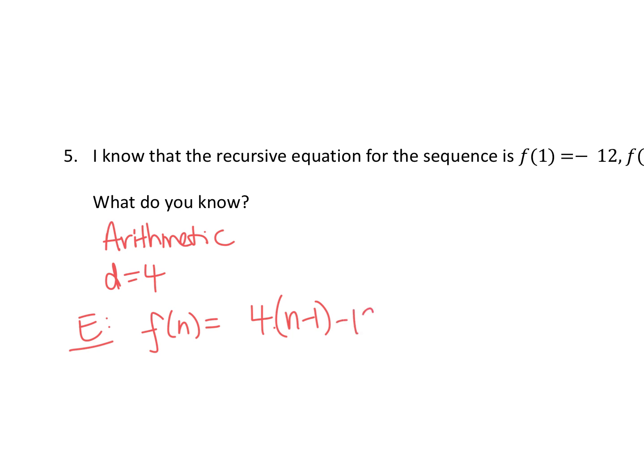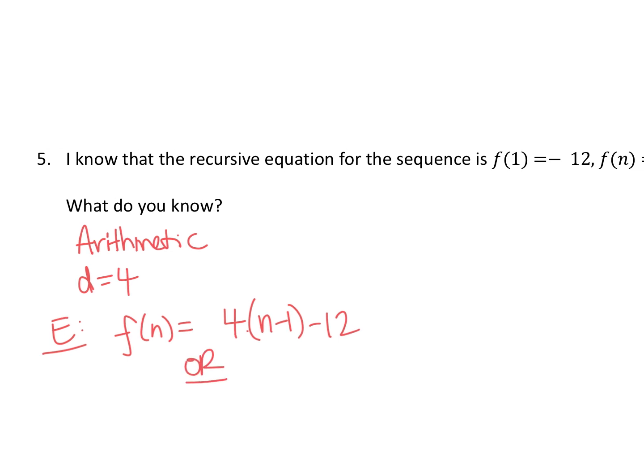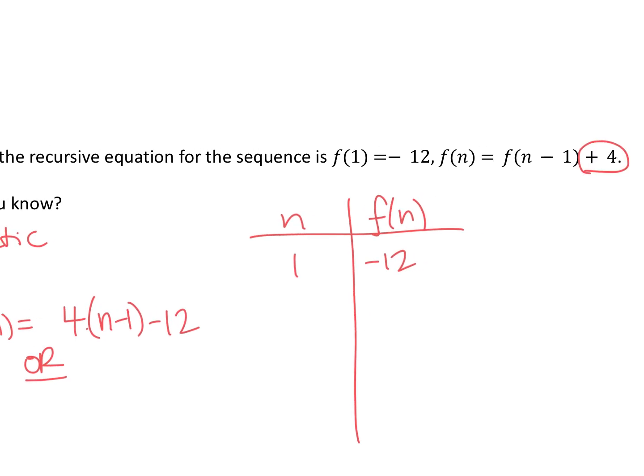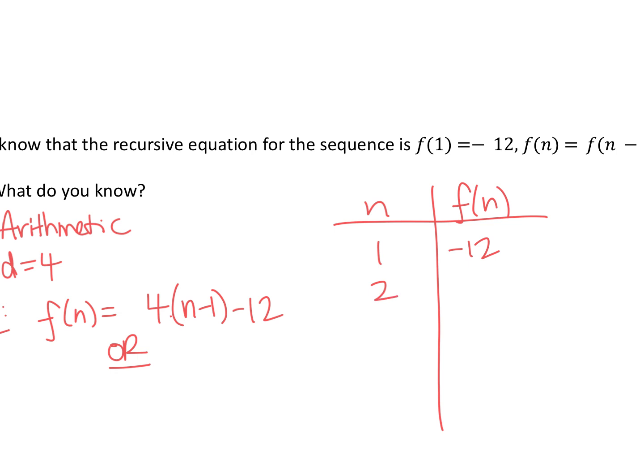I'm going to build a table for this before I show you the other version of explicit, just so that I get it right. So here's my table. N, f of n. So the first term is negative 12. And then it says we're adding 4. So the second is going to be negative 8. The third is going to be negative 4. The fourth is going to be 0. The fifth is going to be 4. Which means if I want the 0 term for my explicit formula, I have to go backwards one spot. Instead of adding 4, I'll minus 4, and I get to negative 16.